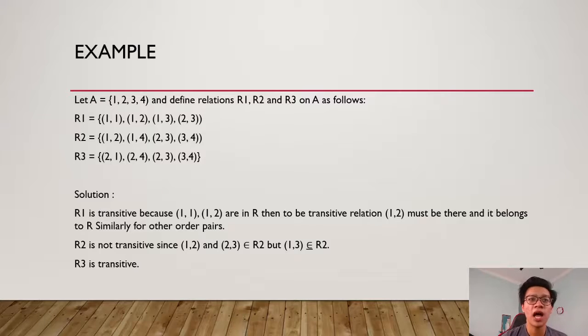The answer is R1 is transitive because (1,1) and (1,2) are in R1, so to be a transitive relation, (1,2) must be there and it belongs to R. Similar for the other ordered pairs. R2 is not transitive because (1,2) and (2,3) belong to R2, but (1,3) does not belong to R2. And R3 is transitive, same as R1.